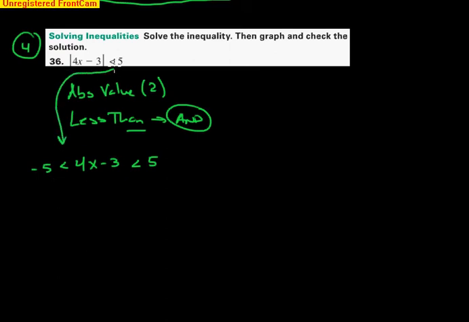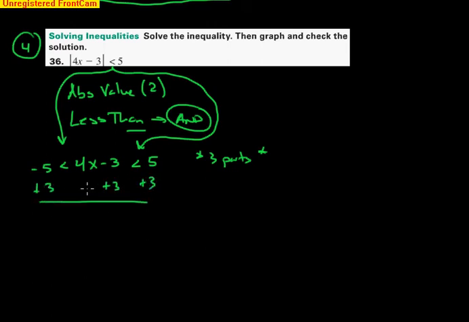Remember with this "and," you just take the inequality and you write it twice. That gets you the compound inequality, and now you solve. There are 3 parts, so you do everything 3 times. X in the middle is what I want. Add 3. Once, twice, 3 times. This is negative 2, less than 4x, less than 8. Divide by 4, divide by 4, divide by 4.